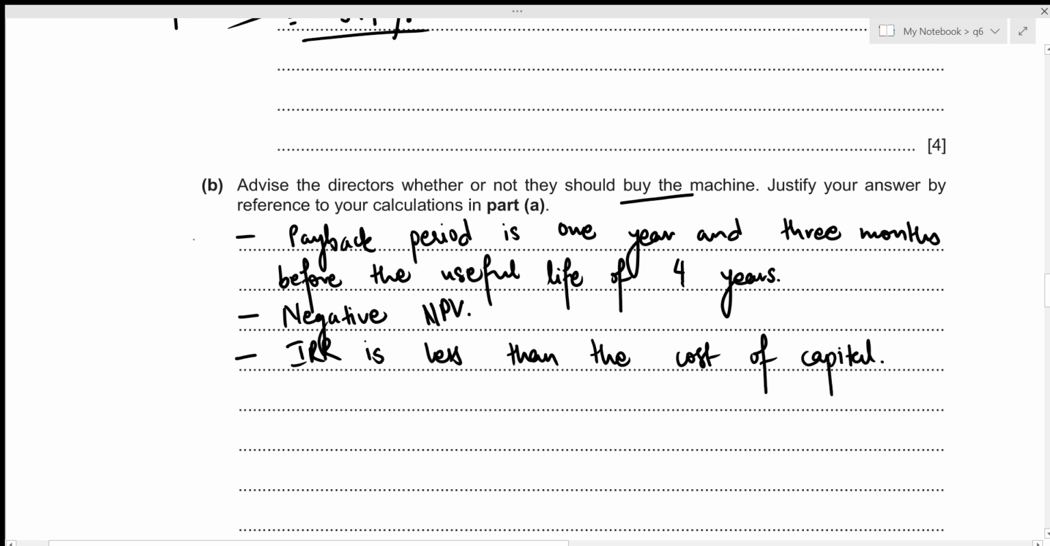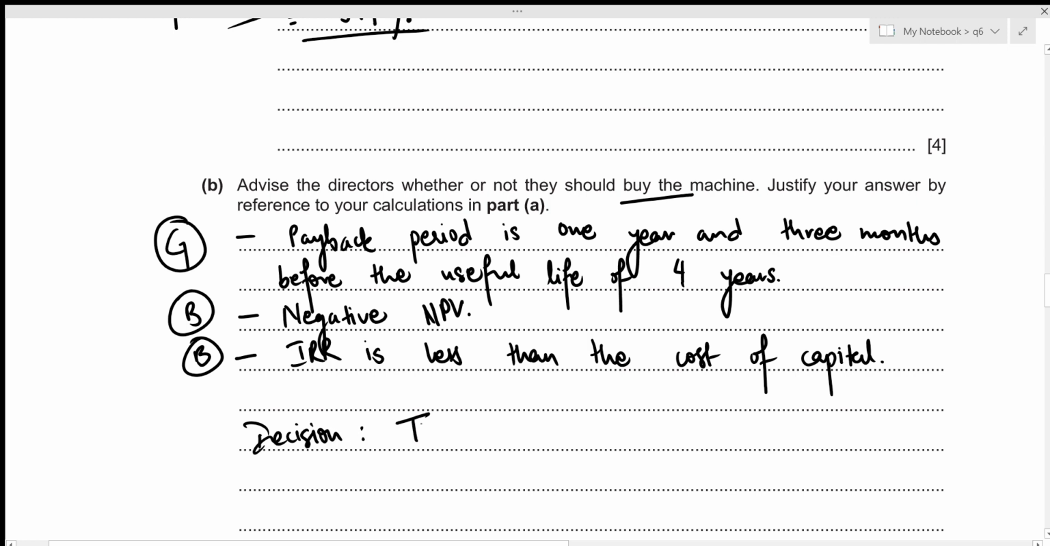So in this case, our payback period is less than the useful life, which shows that it is a good investment, right? But we have negative net present value, which is a bad indicator. And internal rate of return is less than the cost of capital, which is again a bad indicator. So the bad outweighs the good parts, due to which I am going to suggest the directors not to buy the machine. Let's write it down.